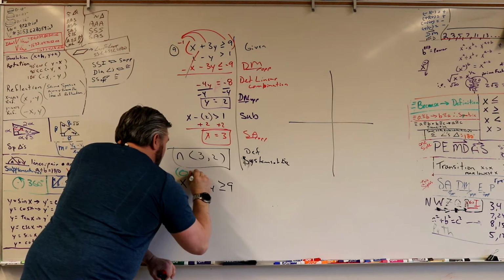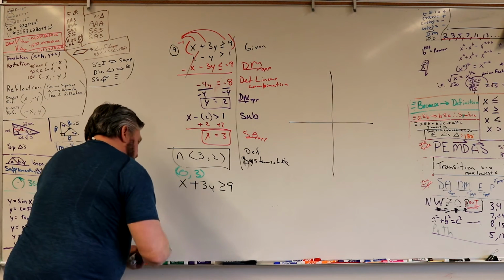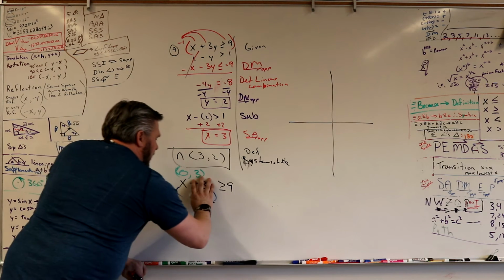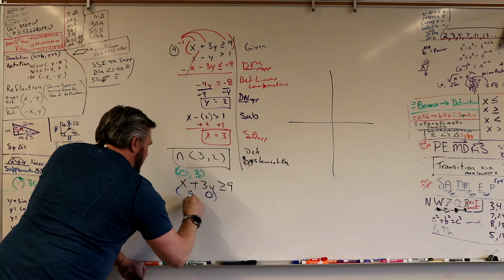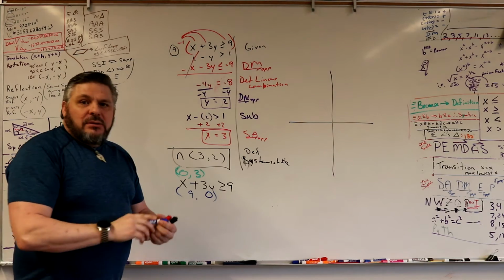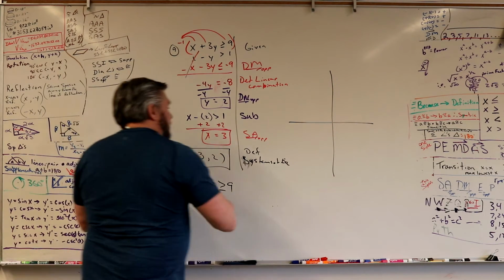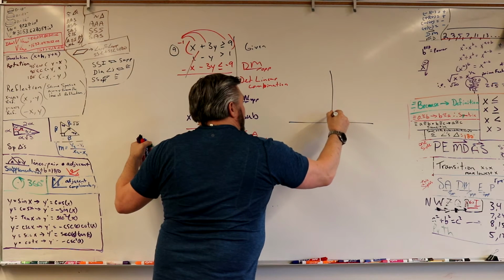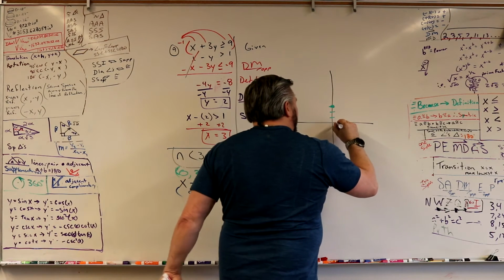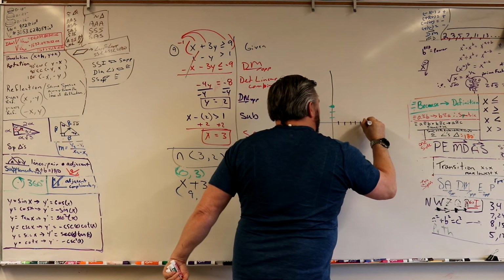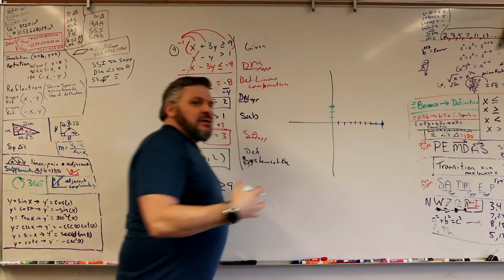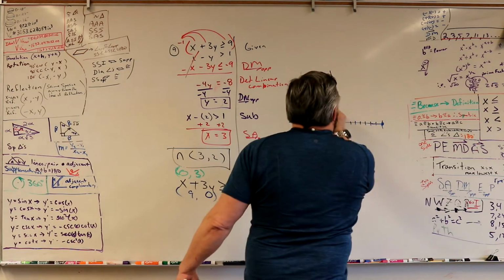Okay? All right, then I plug in a 0 for y, and x is equal to 9, right? So that's a great way to start the graph. So we got 0, 3, and 0, and 1, 2, 3, right? And we have 9, 0. 1, 2, 3, 4, 5, 6, 7, 8, 9. Okay? 9, 0. And that's your graph.